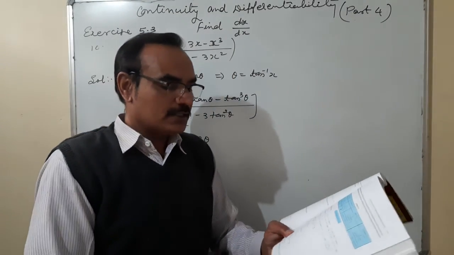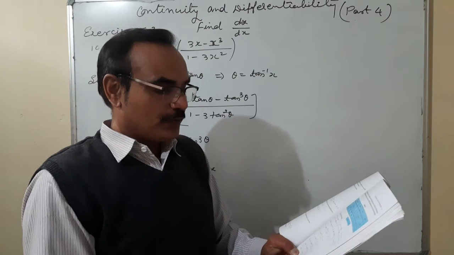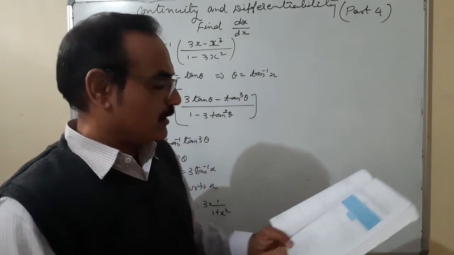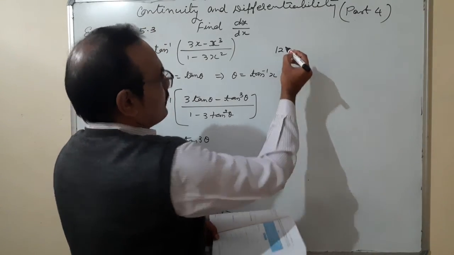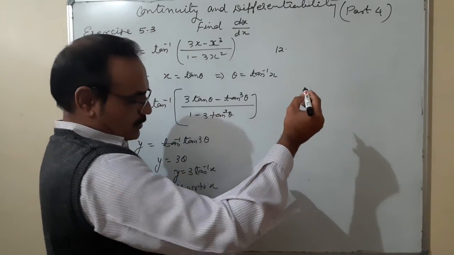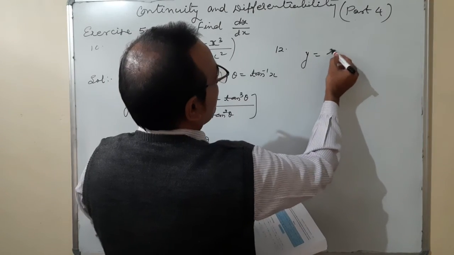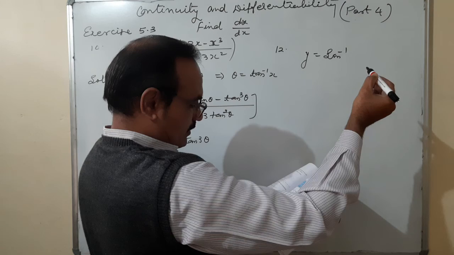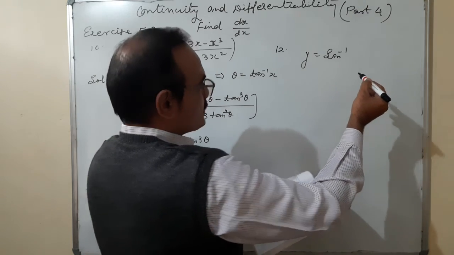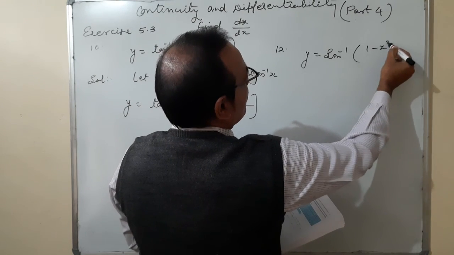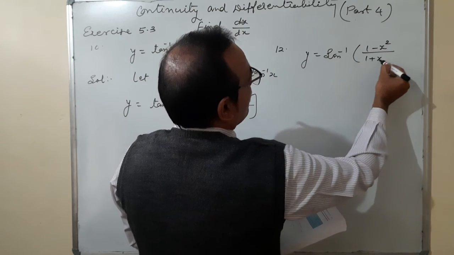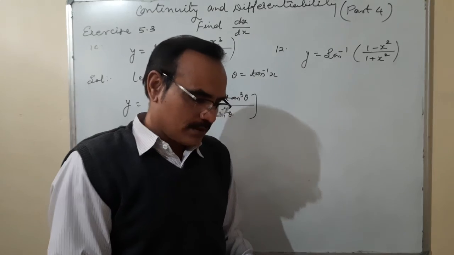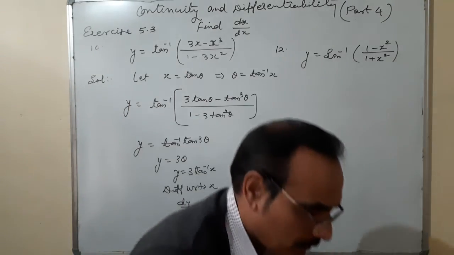Other questions are on the same base, all the questions from 10 to 15. One more question I am taking from it, number 12. Y is equal to sine inverse of (1 minus x square) upon (1 plus x square).